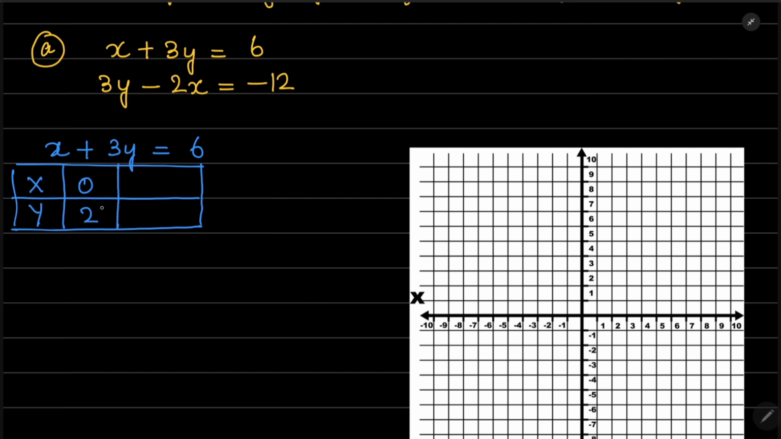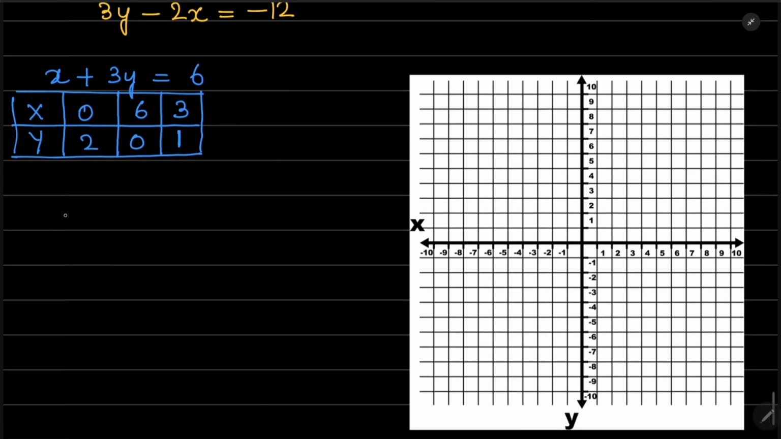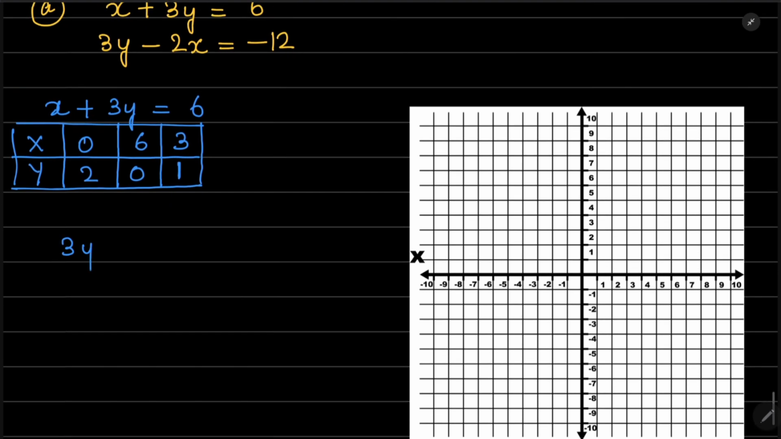This is one value. Again, the next value. If y is equal to 0, what will be your x? X will be 6. Another value. If your y is 1, this will be 3, so x will be 6 minus 3, which is 3. So these are the coordinates of the first equation. Similarly, let us find out the coordinates of the second equation, which is 3y minus 2x equal to minus 12. Let's take your x and y.